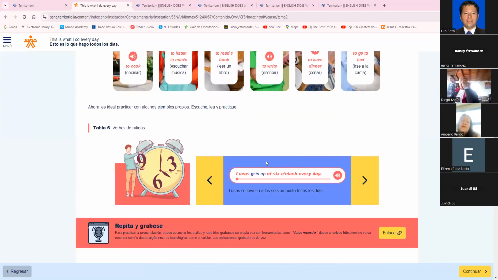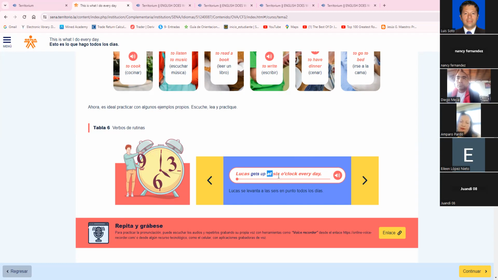Miremos cómo lo hacen en tercera persona. Tercera persona, Lucas gets up at 6 o'clock every day. Una aclaración importante. Let's make a clarification here. We use the at to talk about the time. So before you give a time, you have to use the preposition at.